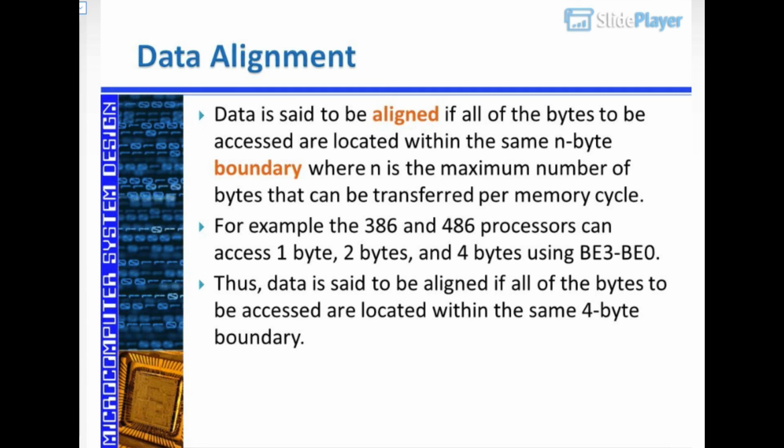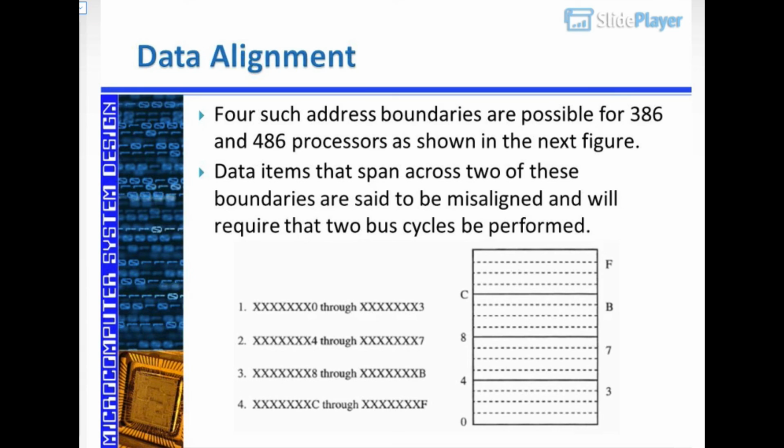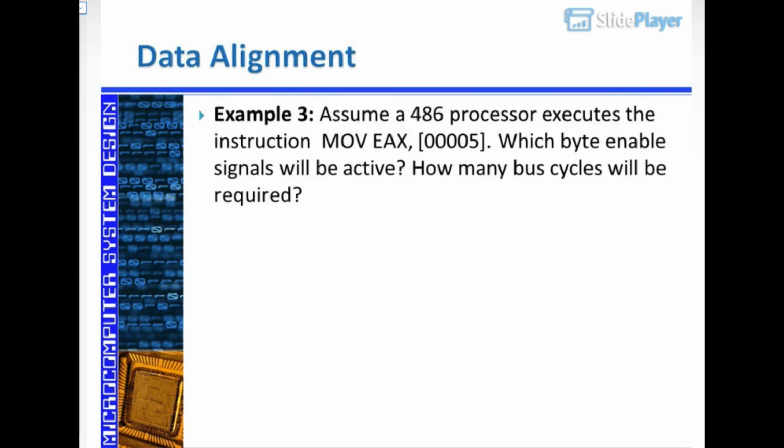Thus, data is said to be aligned if all of the bytes to be accessed are located within the same 4-byte boundary. Four such address boundaries are possible for 386 and 486 processors, as shown in the next figure. Data items that span across 2 of these boundaries are said to be misaligned and will require that 2 bus cycles be performed.